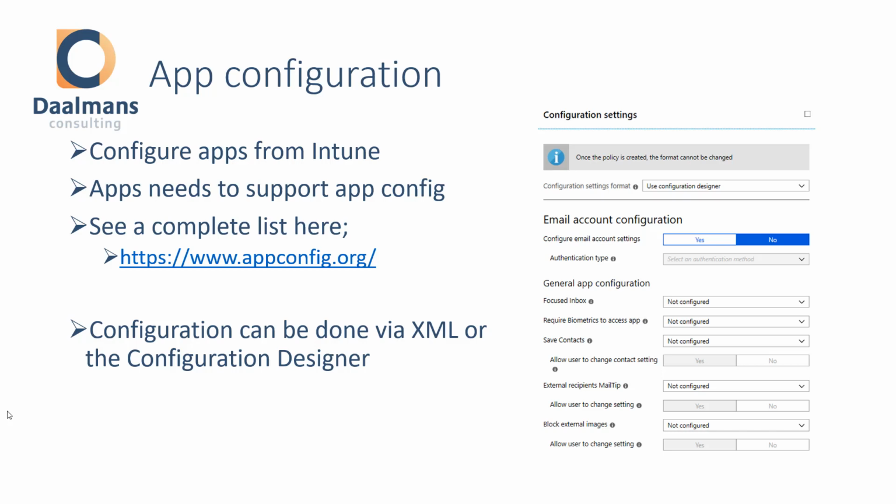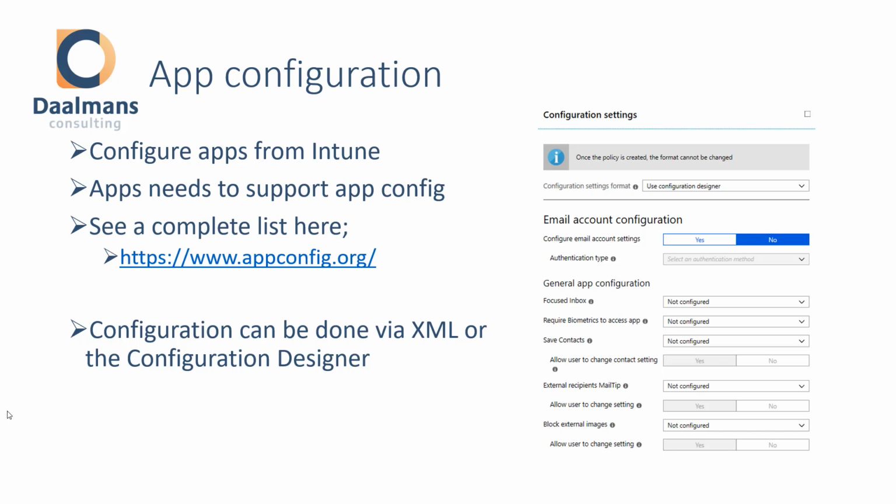For app configuration, we can also do this from Intune. And it's getting easier and easier. Recently, a feature was released for at least the Outlook app, and a lot more apps, using the configuration designer. You can just fill in the information as listed on the right side.